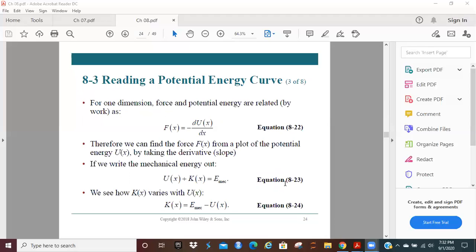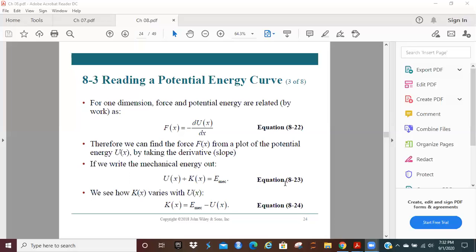So because of this, we can find the force F of x from a plot of the potential energy by taking the derivative of the slope, which, since you're in Cal 2, you should be pretty well familiar with. Taking the derivative of a line gives you the slope of that line.